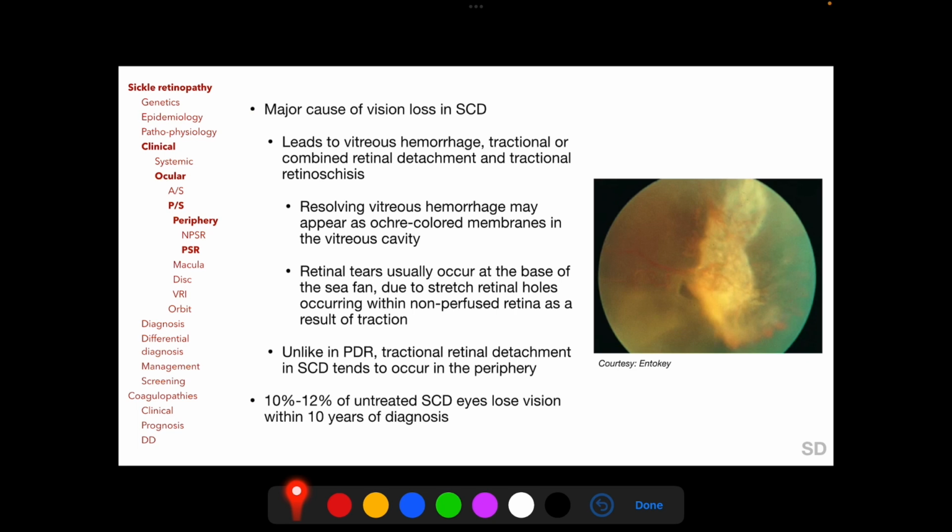Proliferative sickle retinopathy is the major cause of vision loss in patients with sickle cell disease because the CFAN can lead to vitreous hemorrhage, tractional or combined retinal detachment, or tractional retinoschisis. Resolving vitreous hemorrhage may appear as ochre-colored membranes within the vitreous cavity, and retinal tears usually occur at the base of a CFAN, as seen here in this clinical photograph, due to stretched retinal holes occurring within thinned out non-perfused retina as a result of traction.